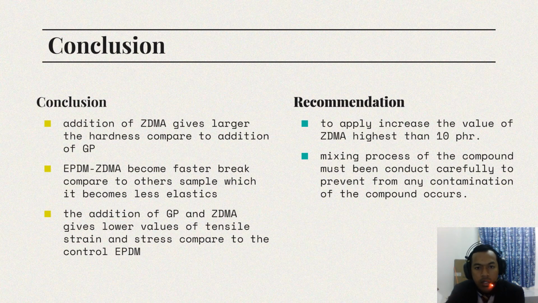As a conclusion, the addition of ZDMA gives larger hardness and the sample breaks faster compared to the other samples. It also becomes less elastic due to the reduced amount of raw matrix. The addition of GP and ZDMA gives lower value of tensile strain and stress compared to the control EPDM. Several recommendations to improve the result are increasing the amount of ZDMA to more than 10 PHR and conducting the mixing process more carefully.